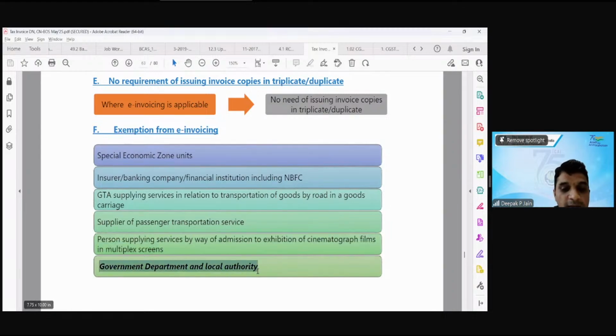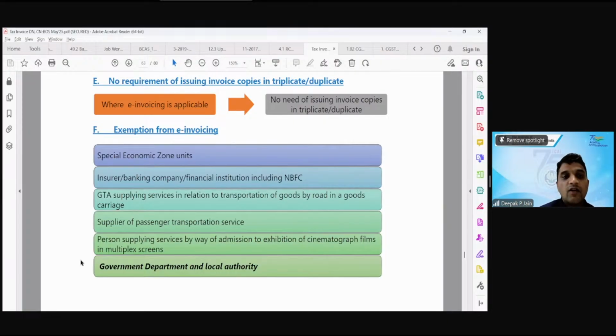This is the latest amendment. This you have to remember, that government department and local authority e-invoicing not required. Okay. SEZ unit, it says, not a SEZ developer. So if it's an SEZ developer, for him it's applicable, but for a SEZ unit, not applicable.